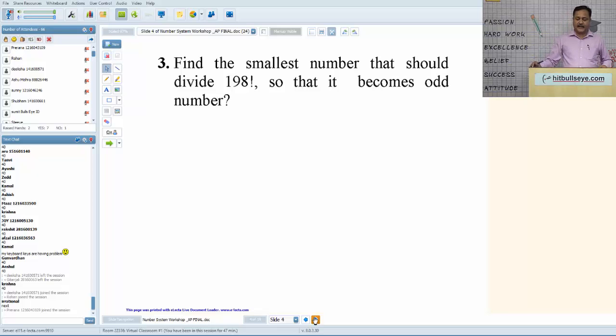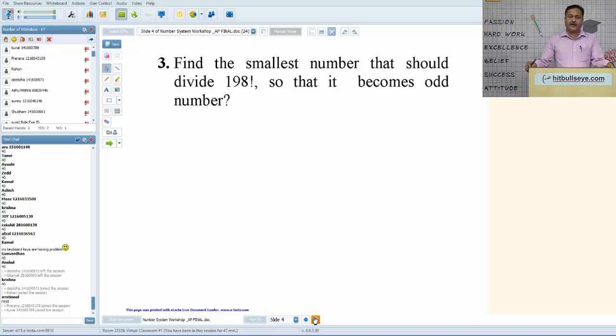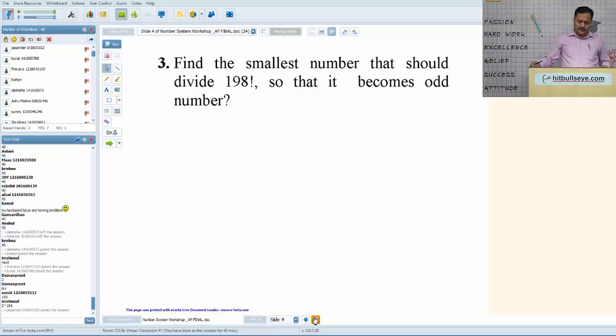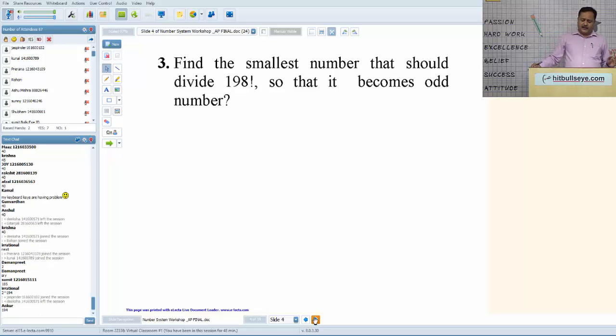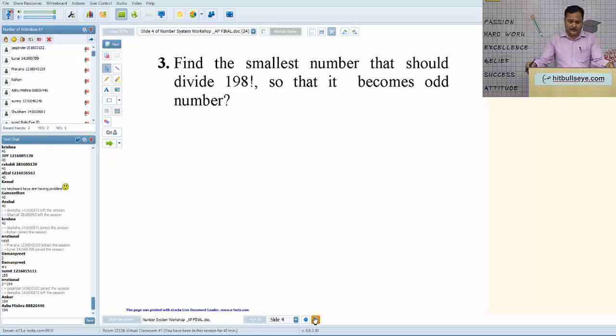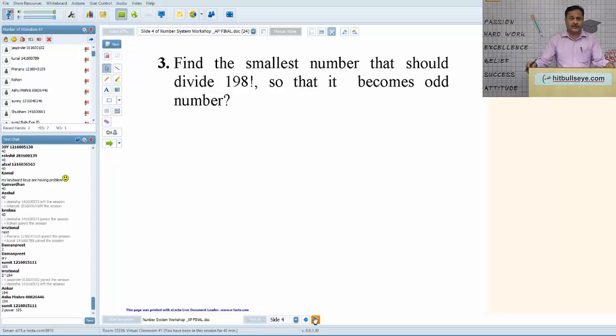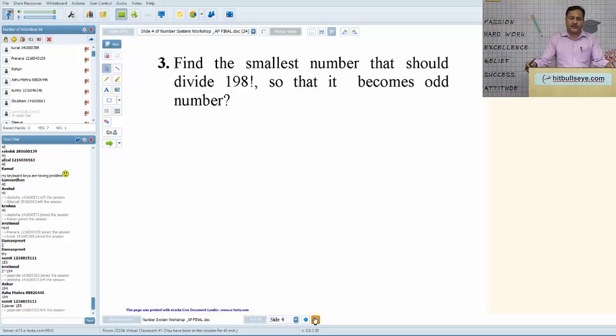Find the smallest number that should divide 198 factorial so that it becomes an odd number. So try this question. Some students, Sumit, give the answer 185. Some students say 2 raised to power 194. What is the smallest number? To make 198 factorial an odd number, we have to take common all the powers of 2. That means we have to take common the highest power of 2 from 198 factorial to make it an odd number.